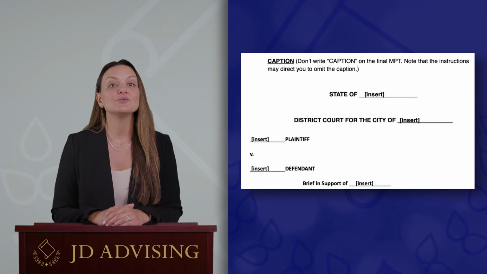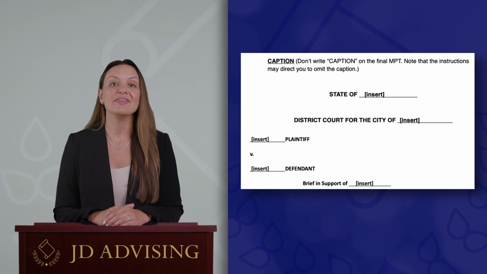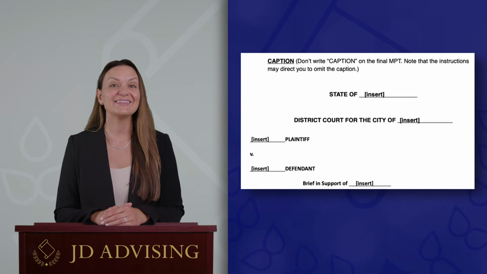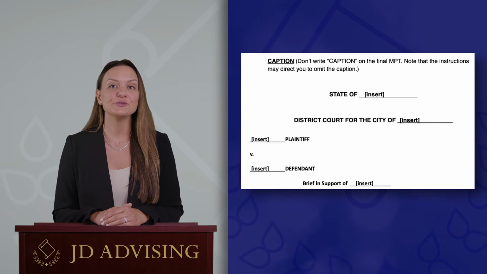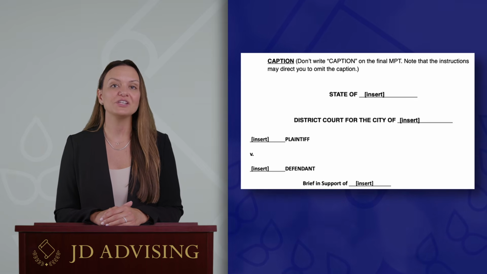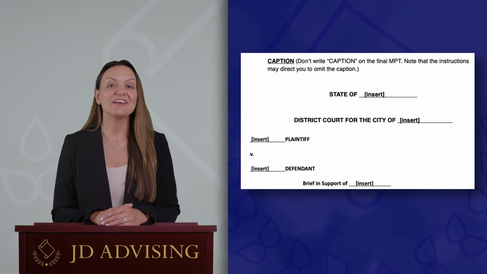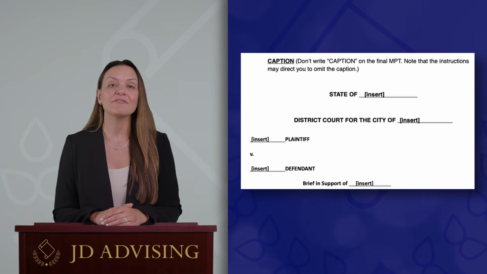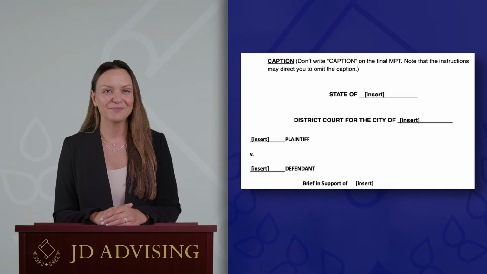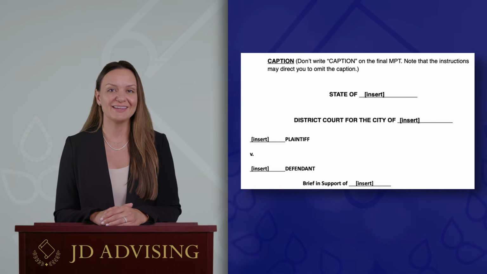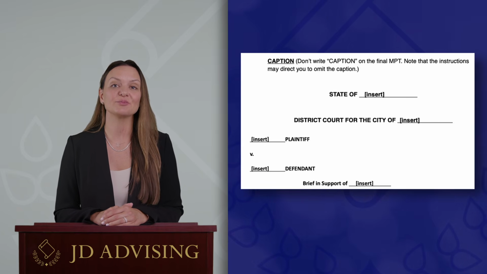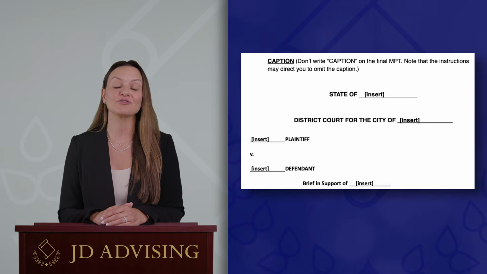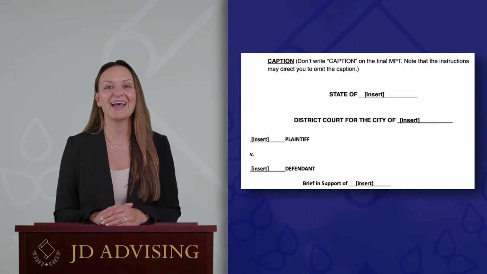But in the event you don't have something like that to work off of, this is what your caption should look like. At the top, you should note what state you are in, which is usually Franklin. Under that, you should note what city or county you are in, which again would come from your file. Then under that, you will insert the plaintiff's name, followed by the word plaintiff, and then versus defendant, where you would insert the defendant's name followed by the word defendant. Next comes the title of your brief, which you would get from your task memo. So that is your caption.